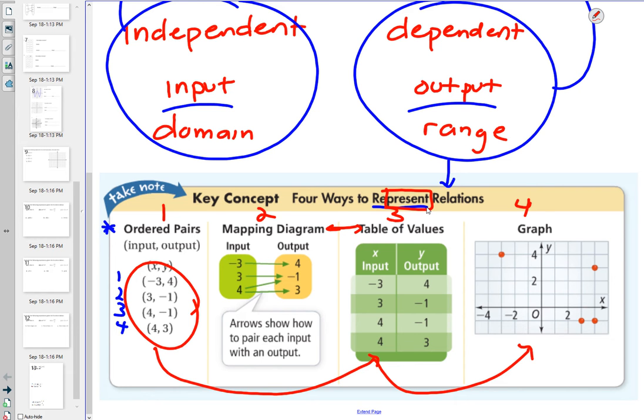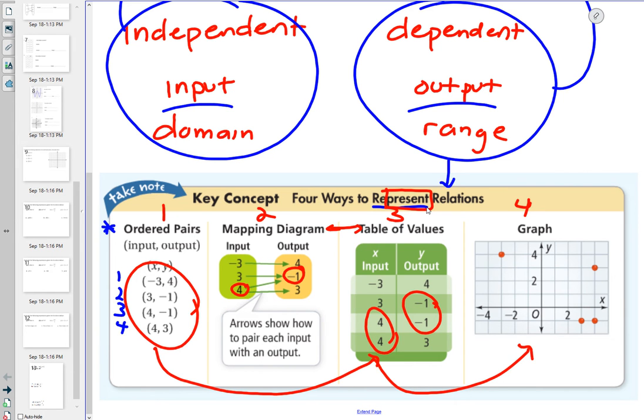The way that you treat repeated values. So like if you look at the table, on the inputs, I have 4s that are repeated, but on the map, I only see it once. On the table, I have a -1 output that is repeated. On the map, I only see it once.